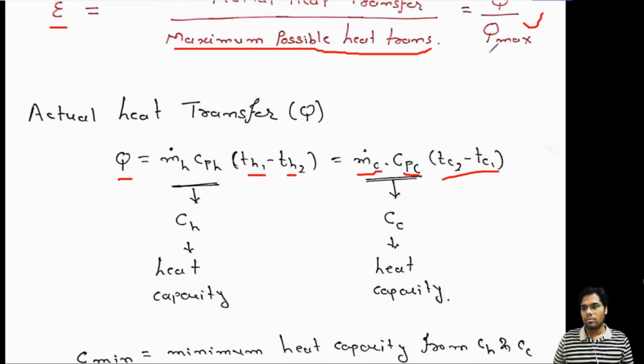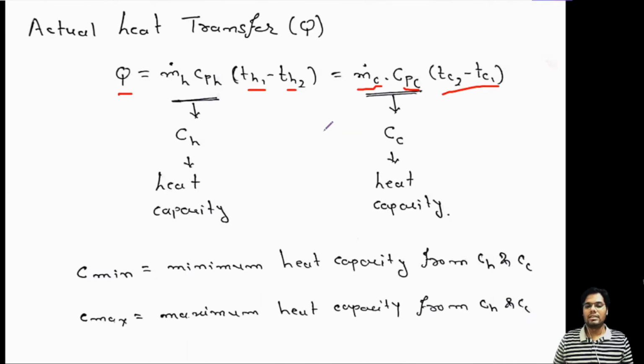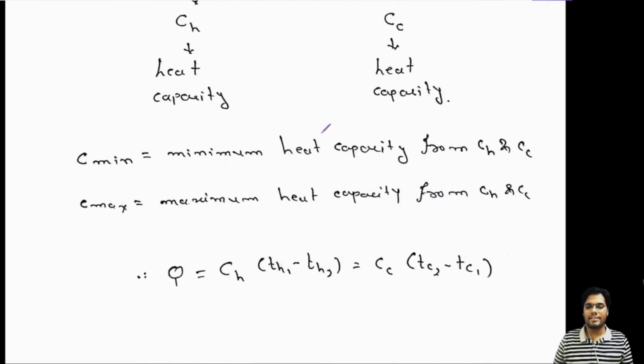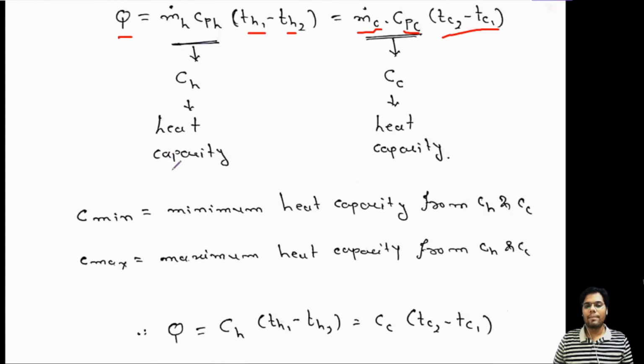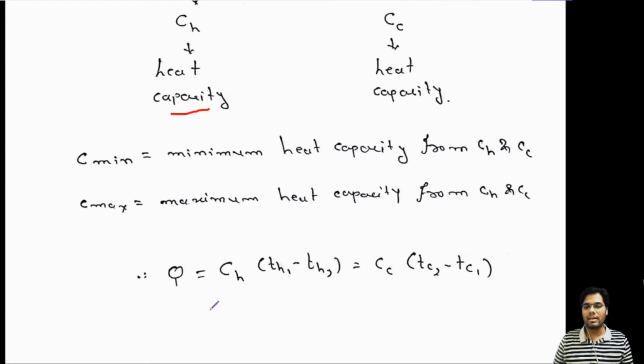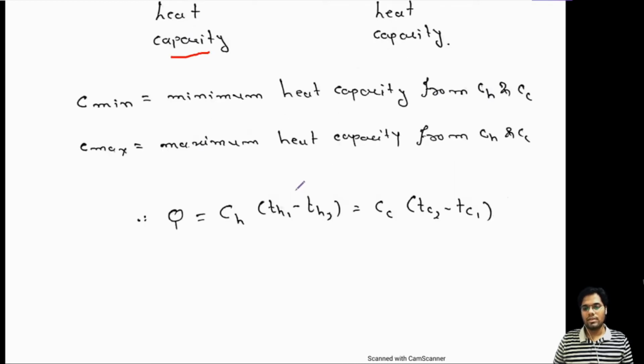Now, what is Q max? It is the maximum heat transfer possible for a heat exchanger. To simplify this equation, we know that the combined product of mass flow rate and specific heat is known as the heat capacity, which is denoted by C h for the hot fluid and C c for the cold fluid. So we can rewrite this equation in a simpler way: C h into T h1 minus T h2 and C c into T c2 minus T c1.